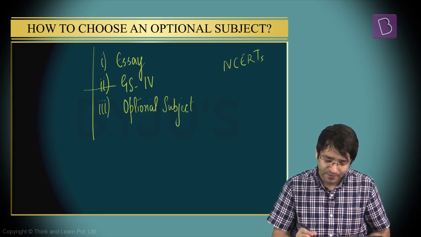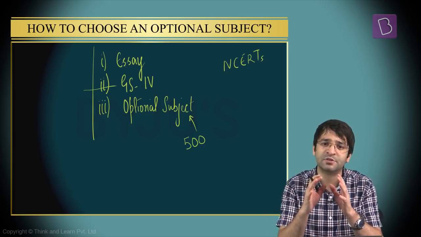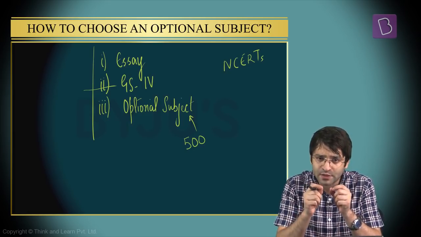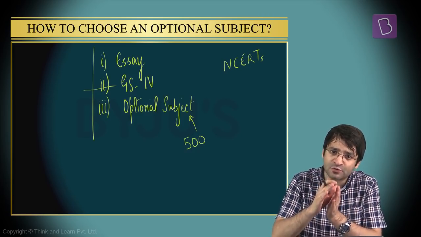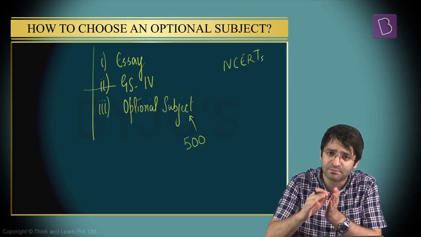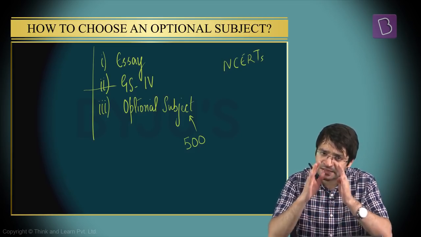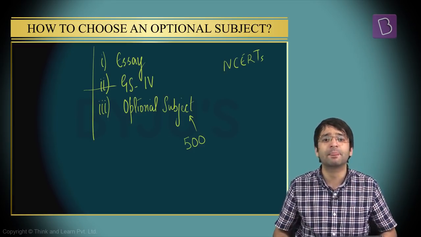And remember, 500 marks are allocated to an optional subject. And if you're stronger in your optional subject, if you can break this level of 250, if you can score more than 250, in the range of 300 marks, in your optional subject, definitely you are in the list. You will definitely clear this examination.